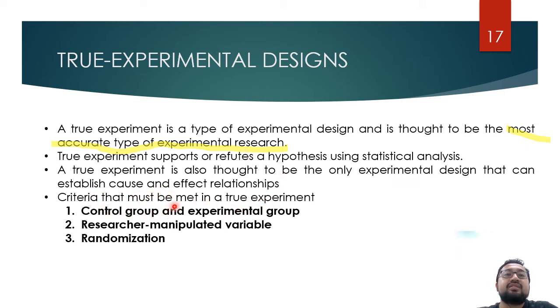Okay, criteria that must be met in a true experiment ada tiga benda. Tiga benda ni kalau tidak ada salah satu, kita tak boleh kata dia sebagai true experimental design. Maknanya betul-betul eksperimen lah. Kita panggil true experiment. Mesti ada control group and experimental group. Kita bahagikan kepada dua group. Ada researcher manipulated variable, maknanya kita boleh manipulate variable tu sama ada kita nak bagi intervene ataupun tidak, what kind of intervention. Group tu kita nak bagi macam mana. And group tu kita bagi secara randomization.